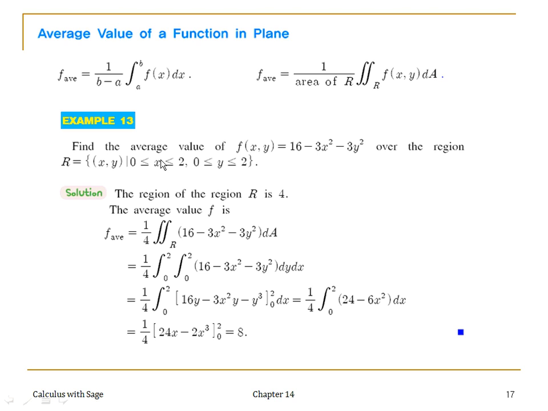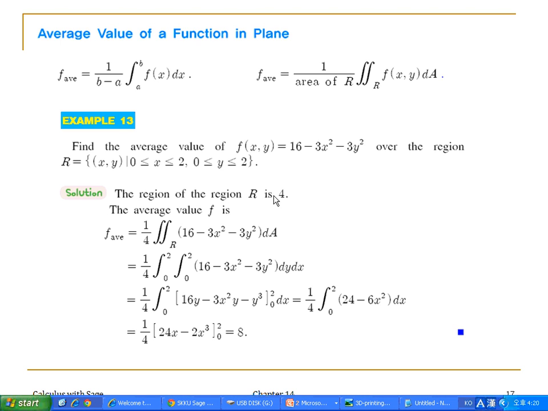Okay, in this case, because it's a rectangle, actually a right rectangle, we have the area of the region. So the area of the region R is 4, then the average value of f is 1/4 times the double integral of this one. This double integral can be easily computed with respect to y from 0 to 2 and with respect to x from 0 to 2, which is 8.